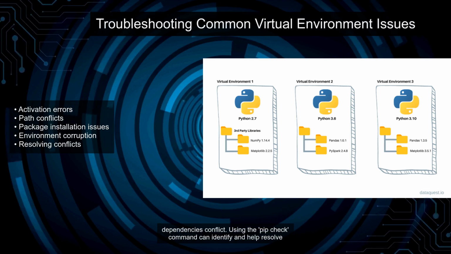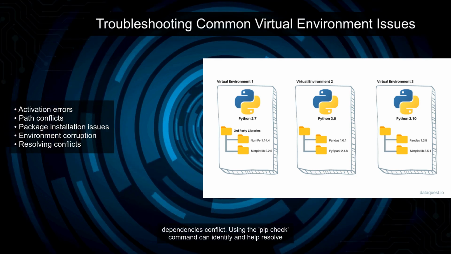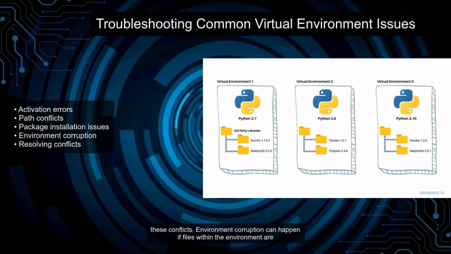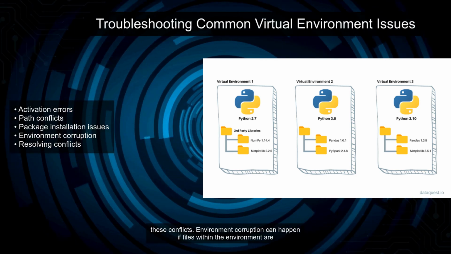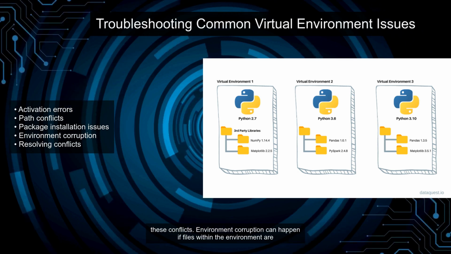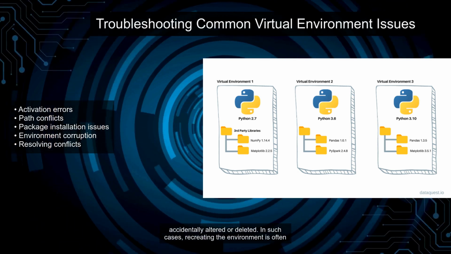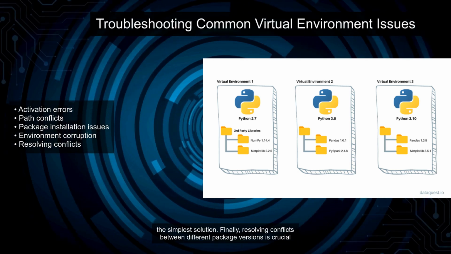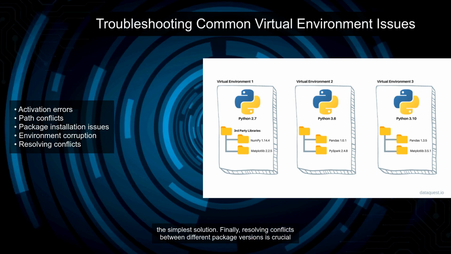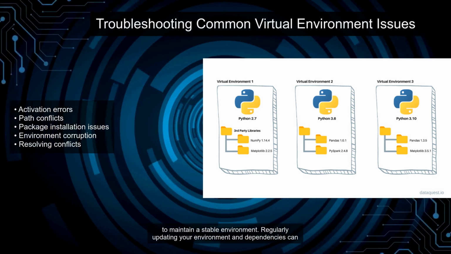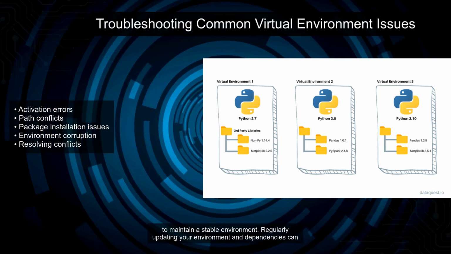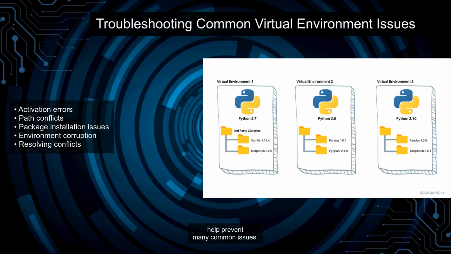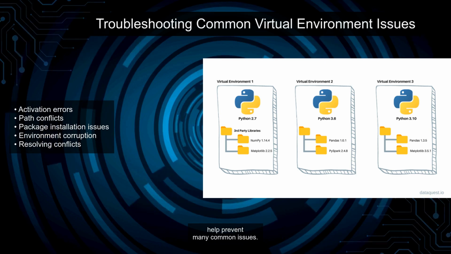Package installation issues may occur if dependencies conflict. Using the pip check command can identify and help resolve these conflicts. Environment corruption can happen if files within the environment are accidentally altered or deleted. In such cases, recreating the environment is often the simplest solution. Finally, resolving conflicts between different package versions is crucial to maintain a stable environment. Regularly updating your environment and dependencies can help prevent many common issues.